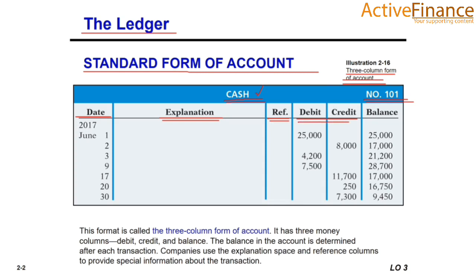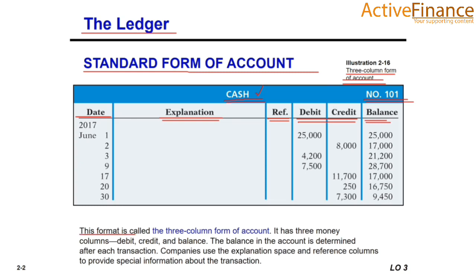If assets increase they are recorded on the debit side, and if assets decrease they are recorded on the credit side. We learned these rules in the previous learning objective, and at the end we provide the balance of the account. Let's take a closer look at these columns.